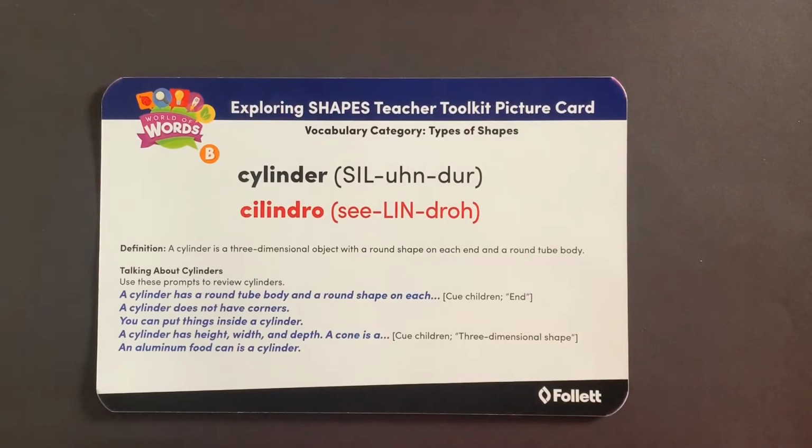A cylinder has a round tube body and a round shape on each end. A cylinder does not have corners. You can put things inside a cylinder. A cylinder has height, width, and depth. A cylinder is a 3-dimensional shape. An aluminum food can is a cylinder.